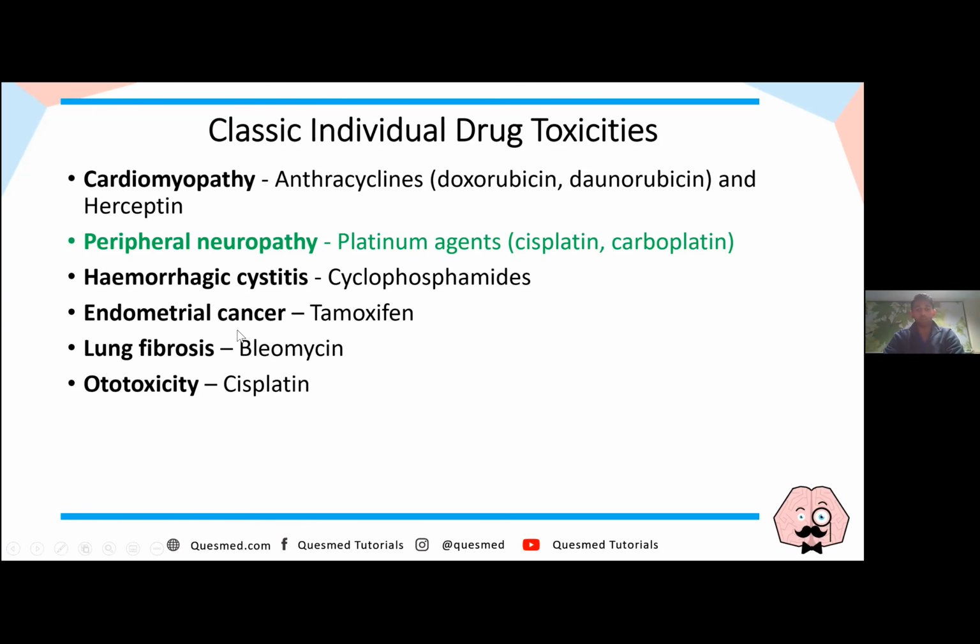Endometrial cancer, quite commonly seen in those who have tamoxifen. Now, endometrial cancer in general occurs when there's unopposed action of estrogen on the endometrial lining. So tamoxifen is a selective estrogen receptor modulator.